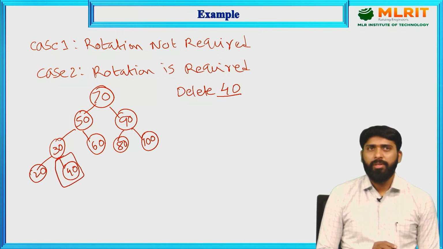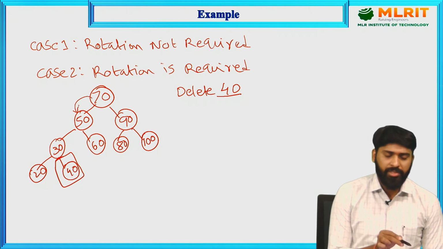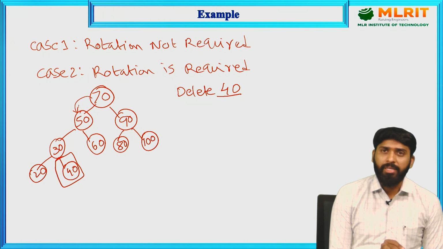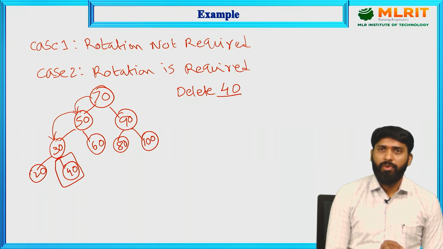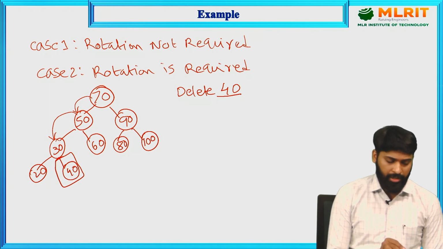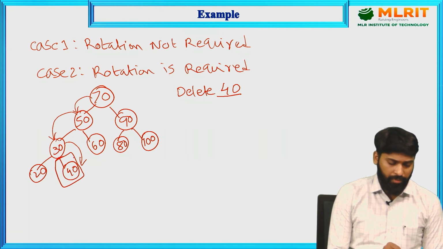Now I try to delete this 40. How? Compare 40 with 70. 40 is less than 70, so traverse to the left side. 40 is less than 50, so traverse to the left side. 40 is greater than 30, so traverse to the right side. Is 40 less than 40? No. Is 40 greater than 40? No. So the 40 is found here.